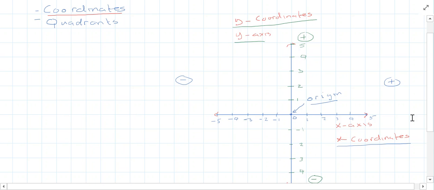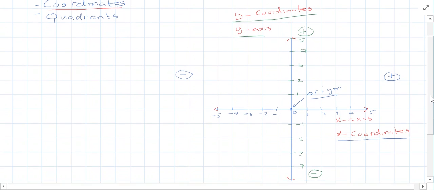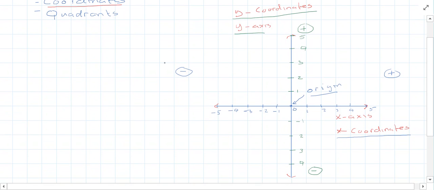Let's just move this down just a little bit. So this is going to be -5. So you have your axis, your x-axis and your y-axis, and the axis is broken up into divisions. Each division has a value, and that's what's known as its coordinate. So the x-axis has its x coordinates, and the y-axis has its y coordinates.